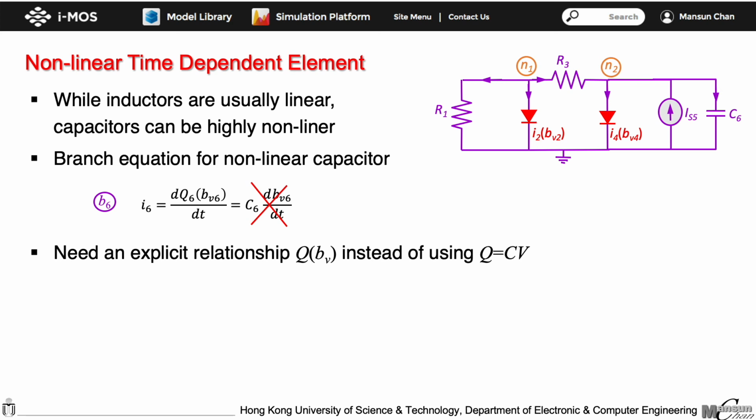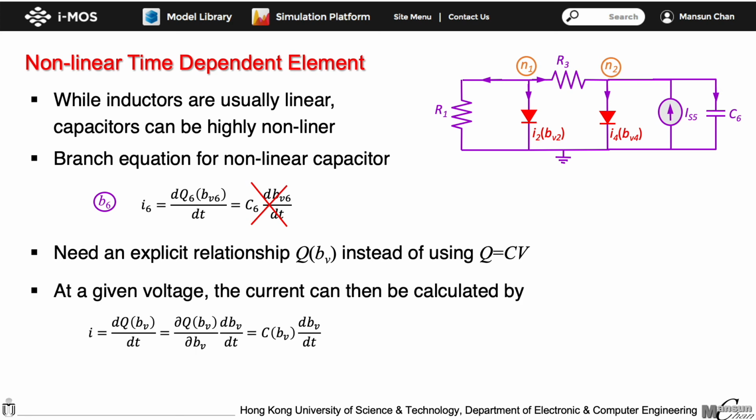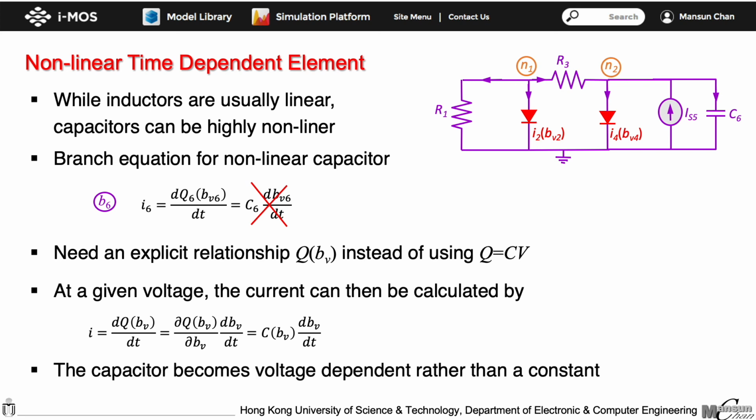Alternatively, we can apply the chain rule to the branch equations and obtain the current in terms of its capacitance. But the capacitance is not a constant, and depends on the branch voltage. The model of the capacitor has to provide this relationship before circuit simulation is possible. I will discuss this in the future when I cover capacitance modeling.